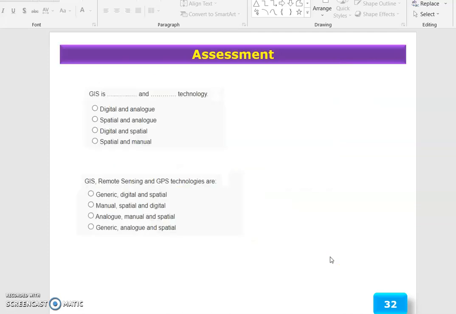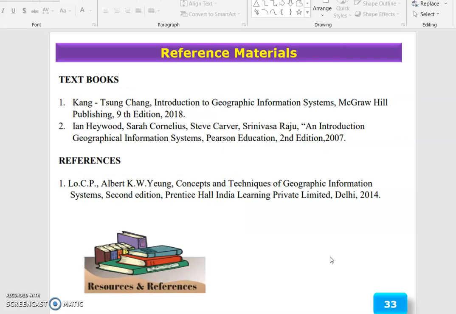The assessment of this session: GIS is dash and dash technology. Then GIS, remote sensing and GPS technologies are dash. Kindly make an assessment and find the answer. These are the reference materials.